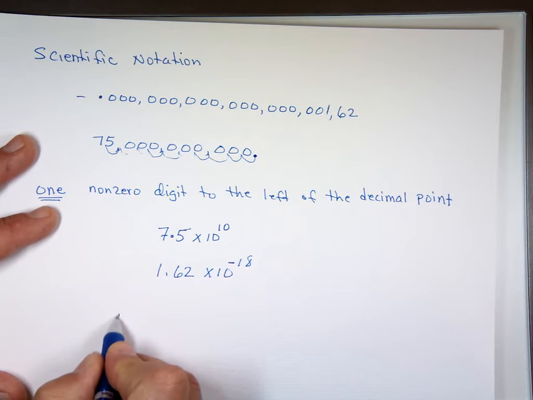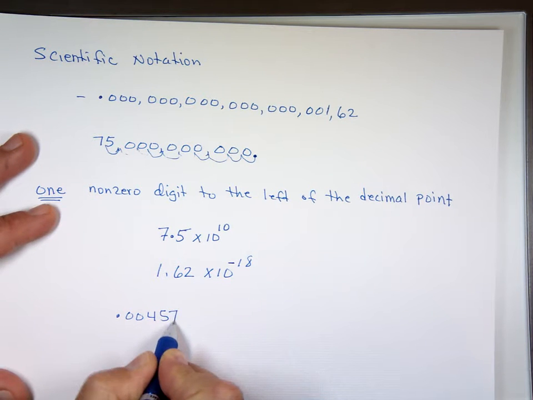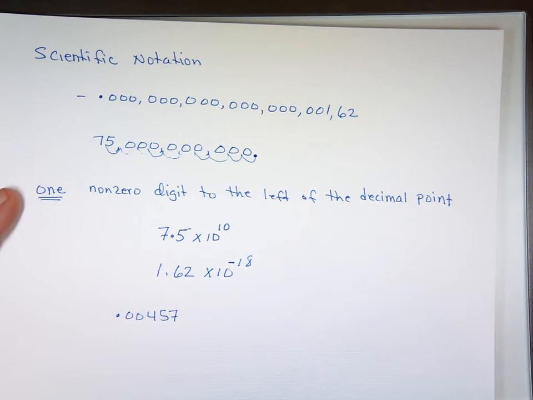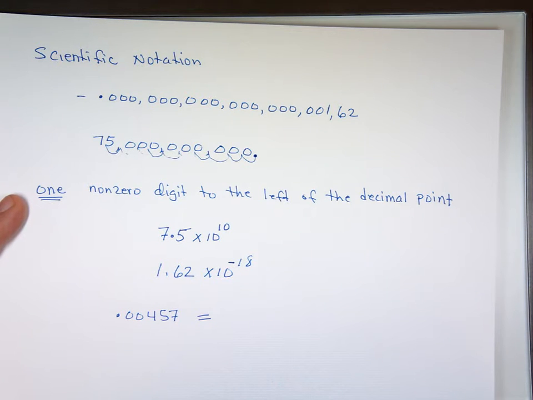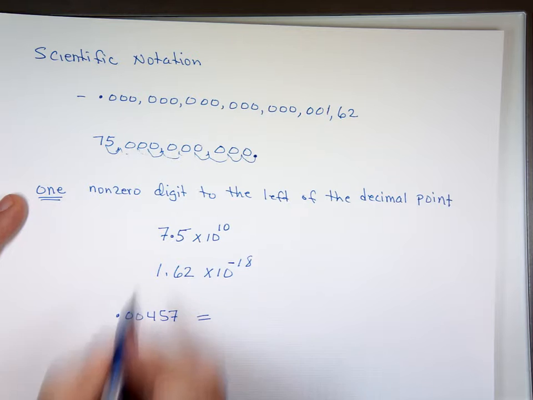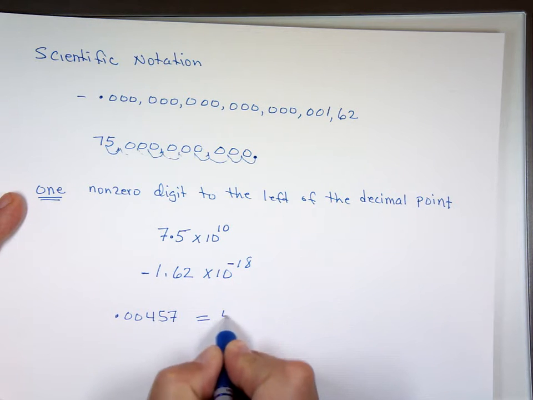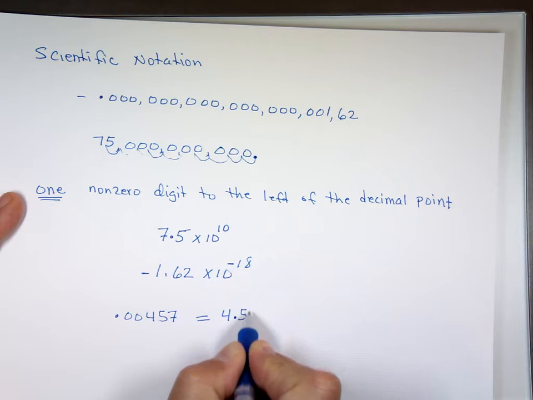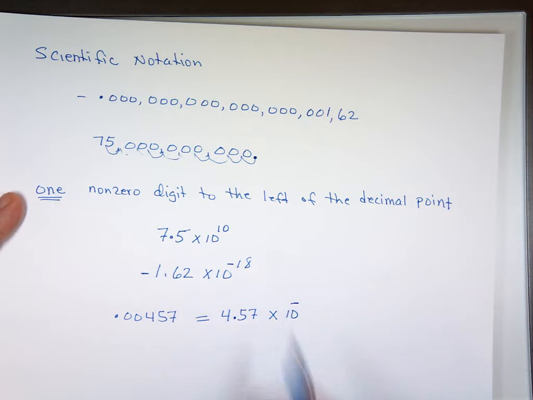So what about this number? To change this to a scientific notation, you're going to write that as what? You got to move your decimal point how many places? I can't stop here. I can stop right there between the 4 and the 5. So it's 4.57. Since you're moving it to the right, that's 10 to the negative. How many places did you move it? 3.